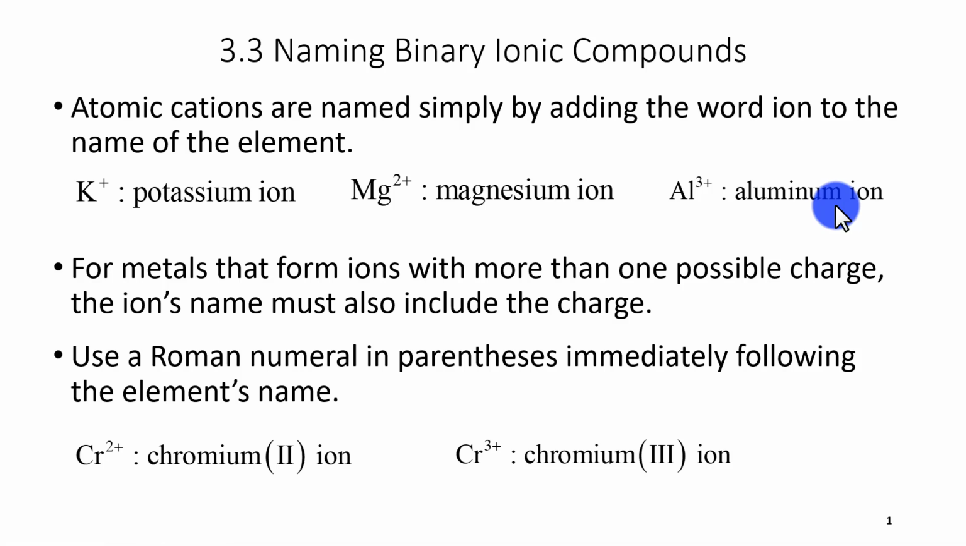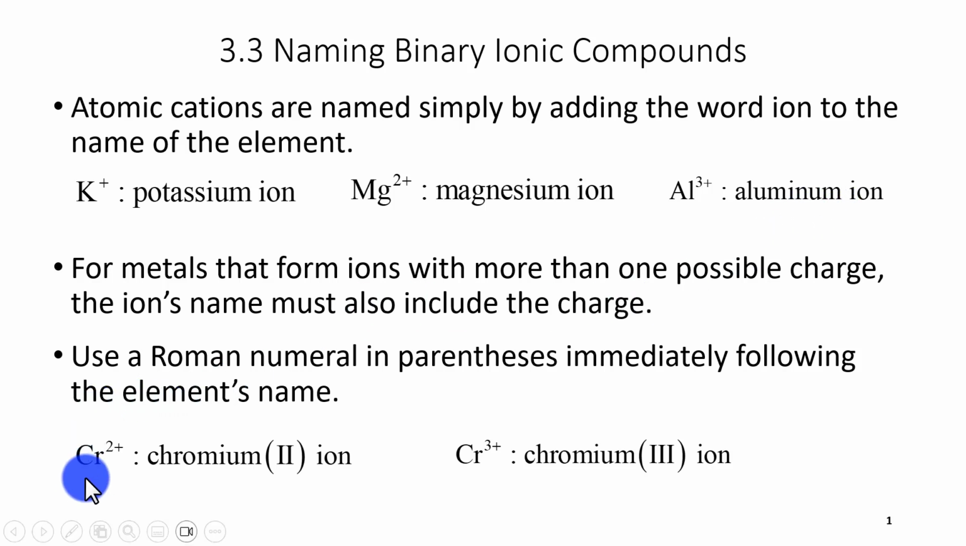Now, we can have metals that form ions with multiple charges, more than one charge. For those, we must specify the charge on the metal. To do that, we use Roman numerals to denote the number. So if it's a 2+ ion, it will be the Roman numeral II. If it's a 3+ ion, it's the Roman numeral III, etc. And we put those Roman numerals in parentheses following the name of the element.